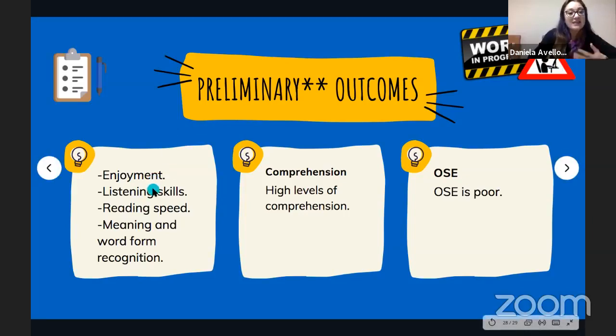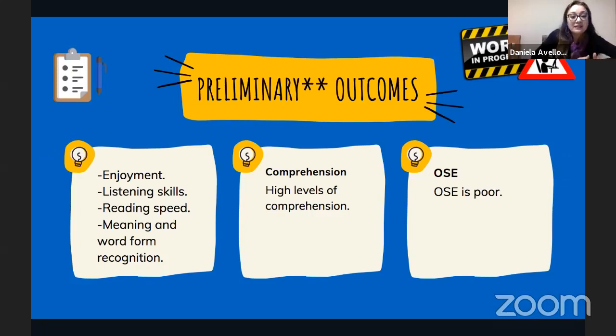First of all, I can say that students have really enjoyed the treatment, and this is something that has also been quantified through surveys. And the preliminary results show that there was a significant improvement in terms of listening skills, reading speed, and meaning and word form recognition. But this is only focused on the instruments that I have been able to check up to this moment. I have a lot to do yet, but I would love to share the results with you in the future.